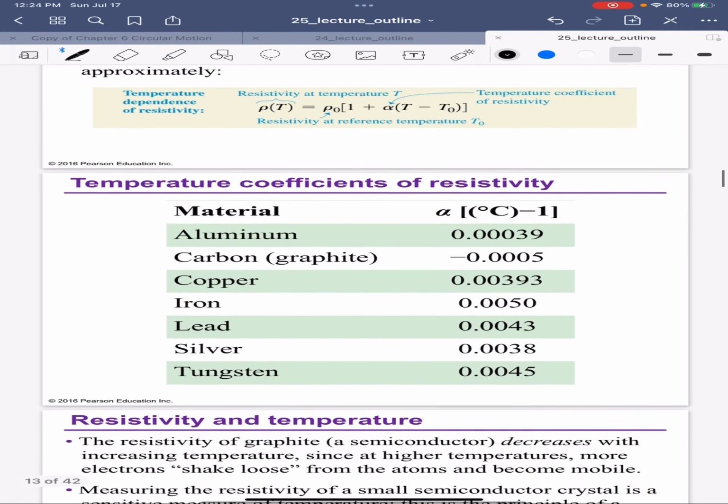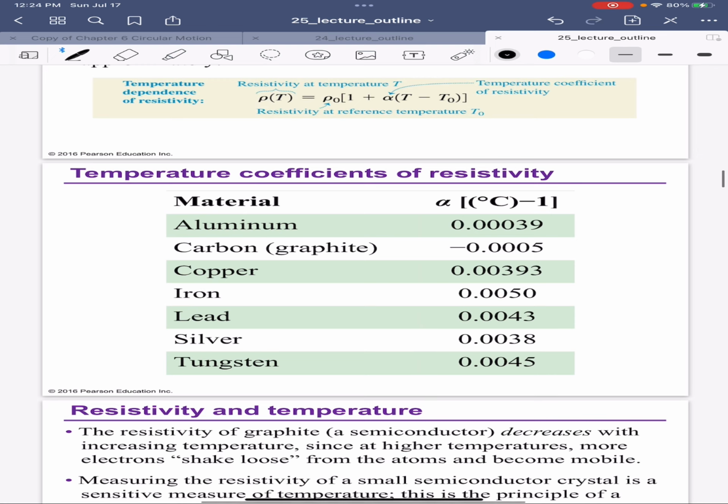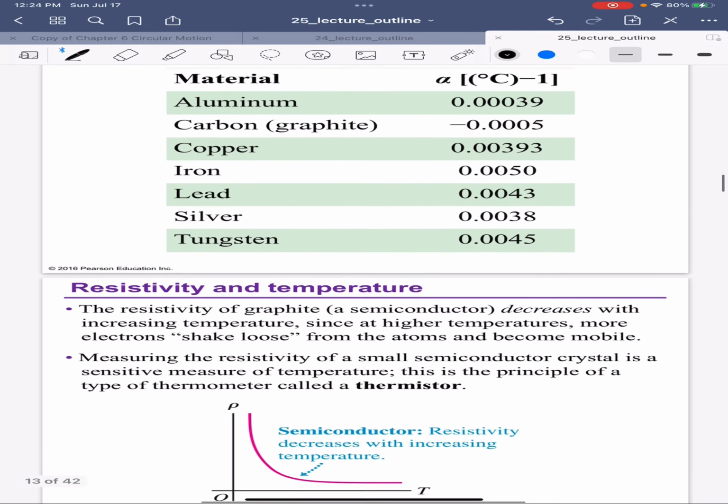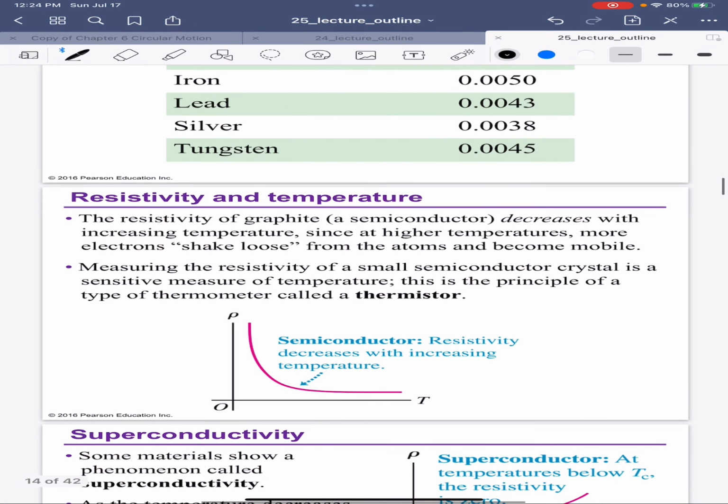Here we are also listing temperature coefficients of resistivity for aluminum, carbon, copper, iron, and silver. Remember these numbers, you don't have to memorize them. They will be given to you whenever needed.